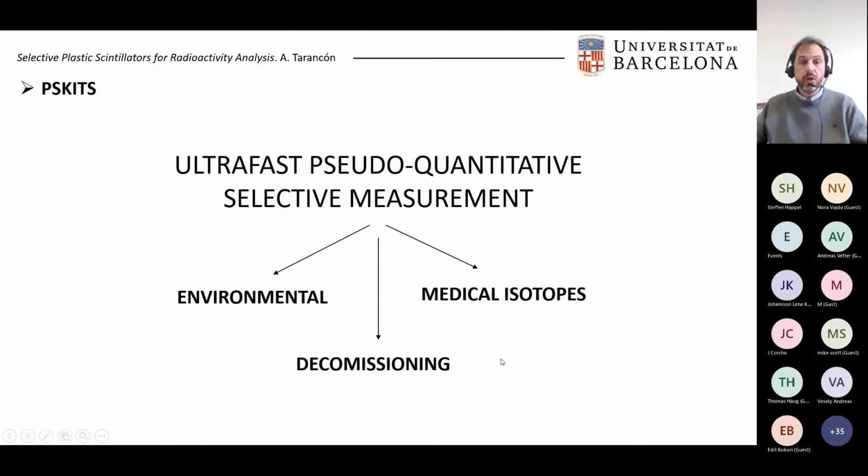And last, I want to present the plastic scintillation kits. I will use just 2 slides showing the idea. The idea is to make a kind of ultra-fast pseudo-quantitative measurement. The important idea is not to make a quantitative but a pseudo-quantitative selective measurement, specifically in the case of decommissioning, but it could also be of interest in environmental and medical isotope cases. The idea here is to determine very fast if a liquid sample contains or not a radionuclide of interest.